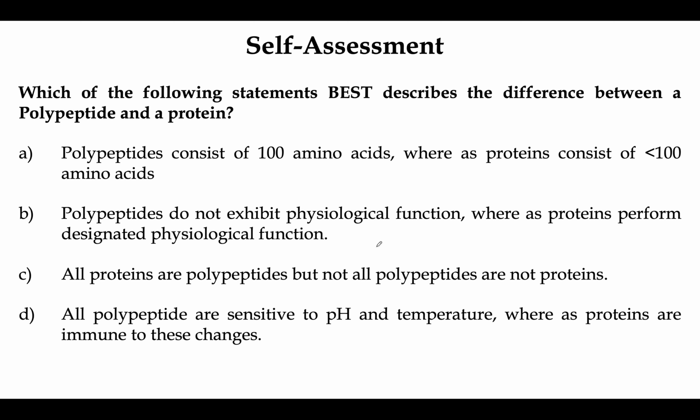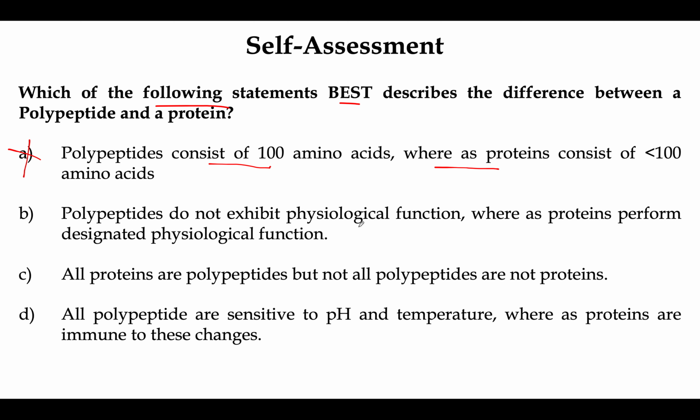Now, let us try to solve this question. This is like a self-assessment. Which of the following statements best describes the difference between a polypeptide and a protein? We have four options. Polypeptides consist of 100 amino acids, whereas proteins consist of less than 100 amino acids. When I talked about the difference between peptides and proteins, I told you that proteins contain 50 or more amino acids. So this part of the statement directly tells you that this is not the correct option.